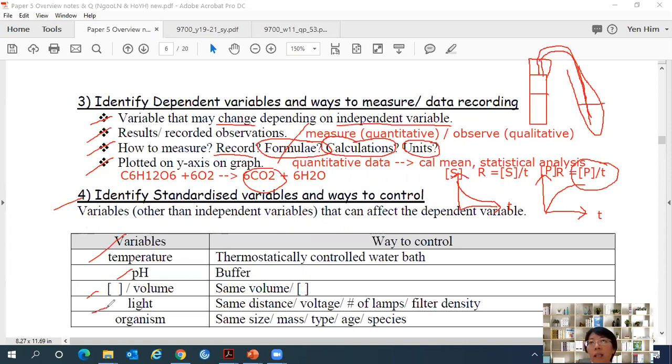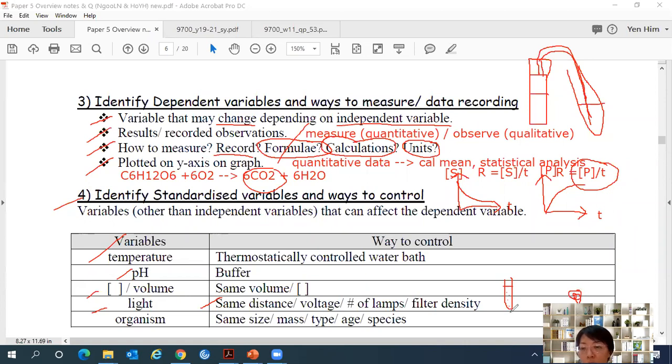For light intensity, there are many ways to control it. If you want the same light intensity, the light must be at the same distance from your apparatus. Let's say, for example, you have a test tube with a unicellular photosynthetic organism in it, Chlorella. Okay, a lot of them. Then you have your light source here. Right, this is your light source.